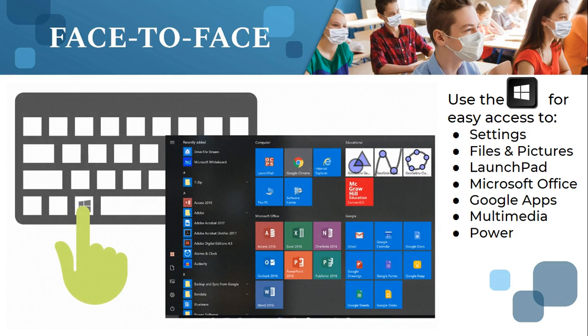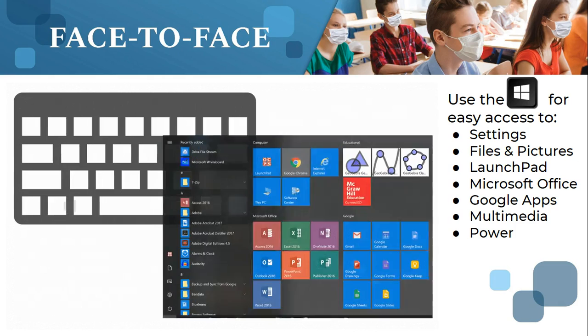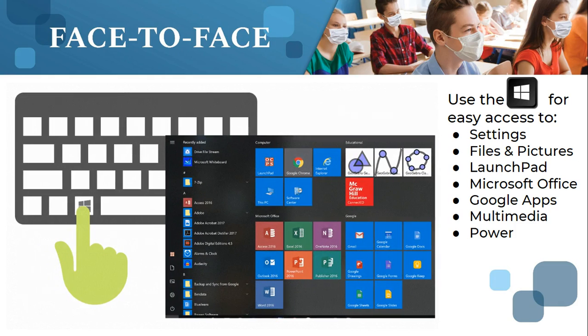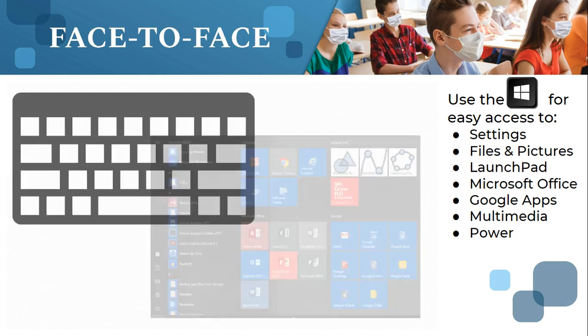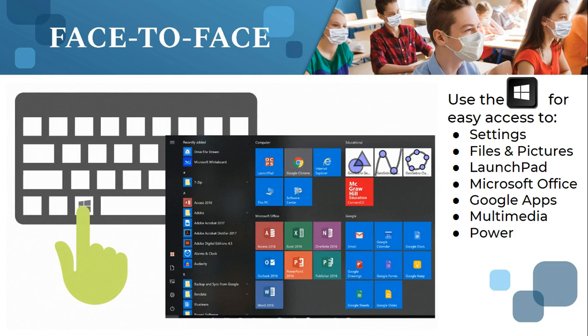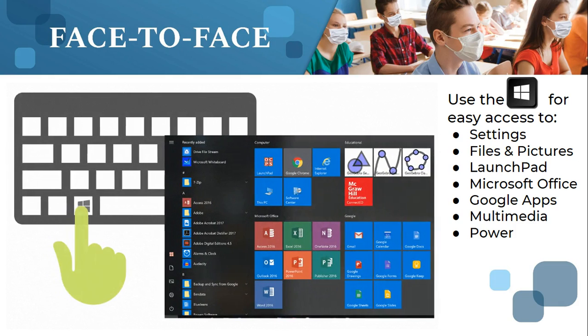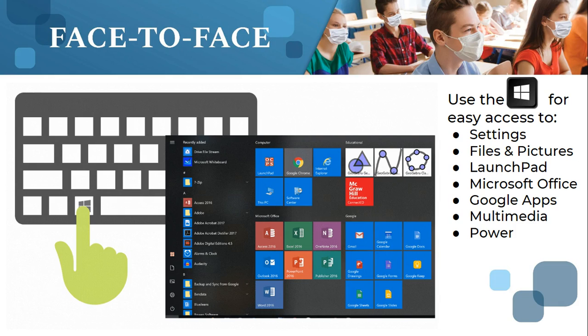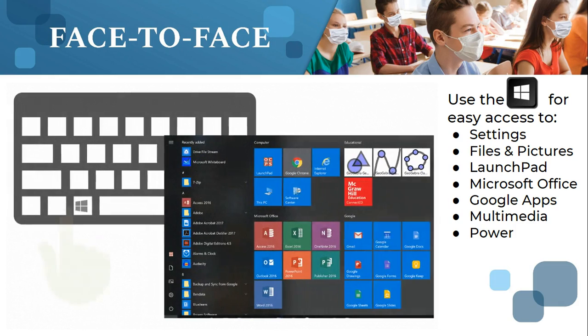The third feature that can save you time is the Windows button. The Windows button on the keyboard or in the bottom left corner of the screen makes it easier to give special tiles that your student can use as a shortcut to get to Launchpad, Microsoft Office apps, and all of their Google apps for education. You can also get the computer settings, painting apps, a calculator, sticky notes, and alarms.